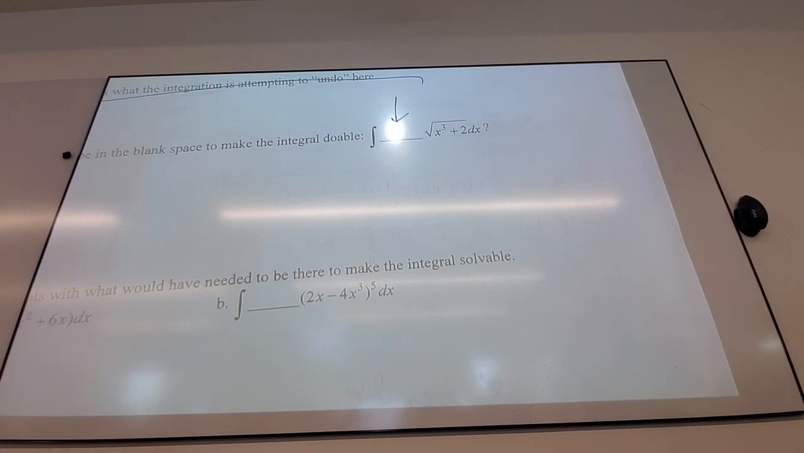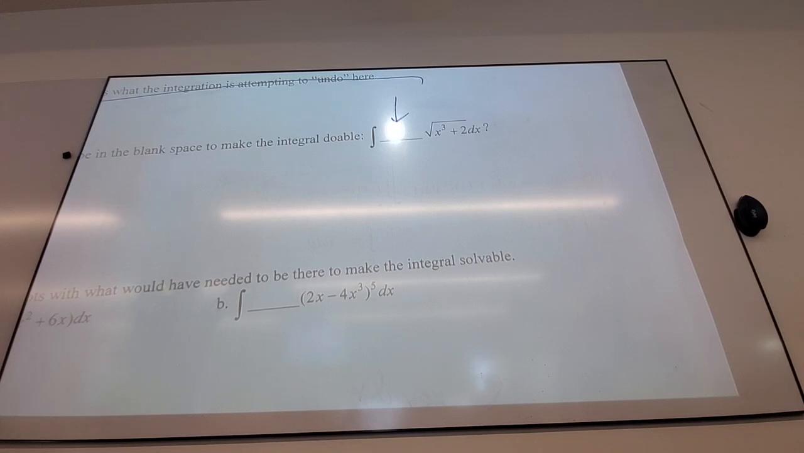We had an example where we knew the answer because we knew where it started from. Now I don't, but I know what should be there. You guys see how to tell what should be there? What's the inside function in the part I can see? X cubed plus 2, not the square root, because it's inside the square root.